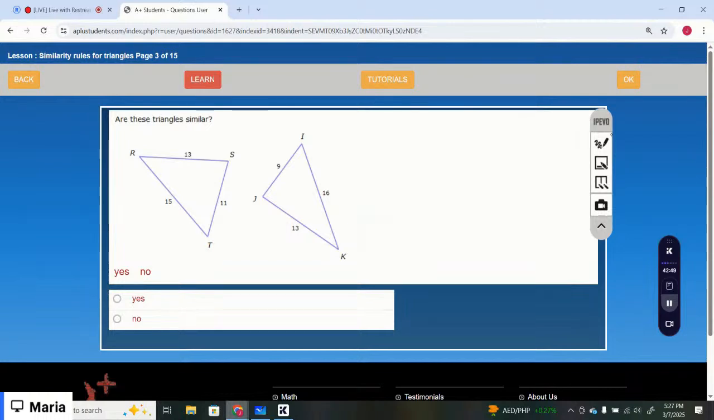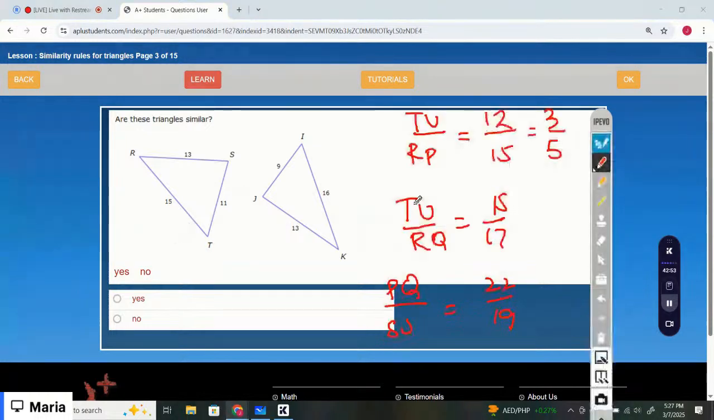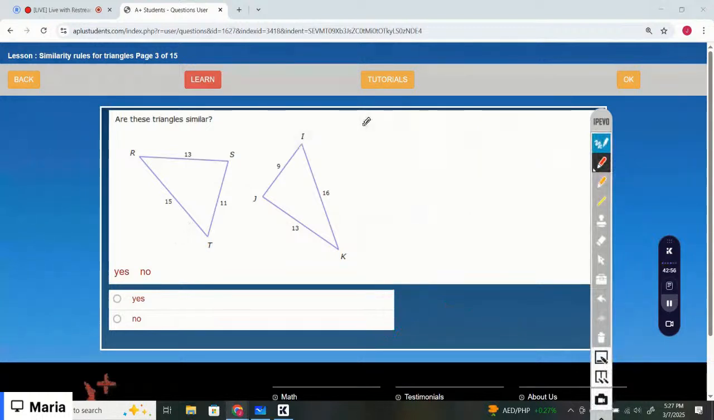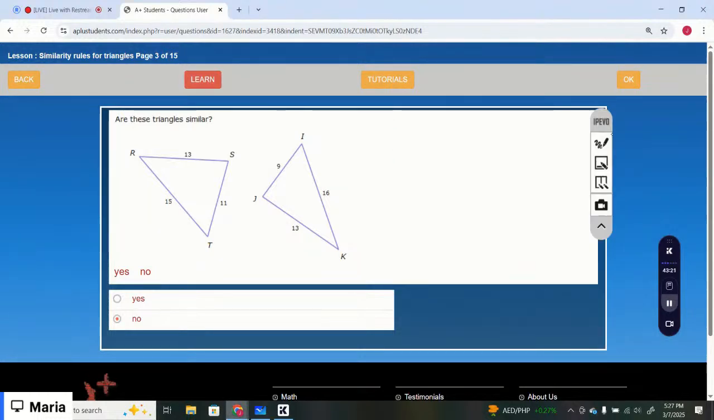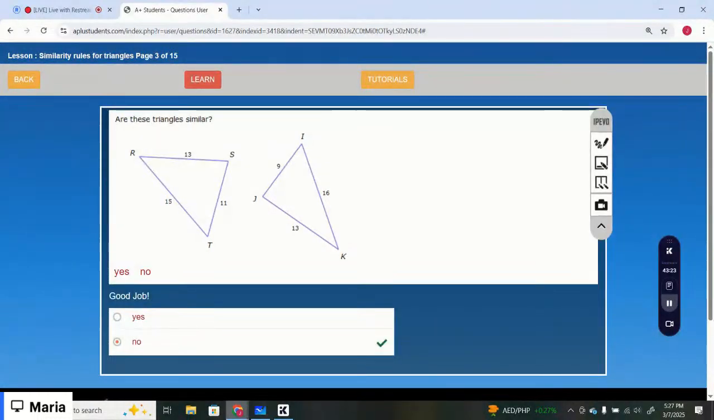Are these triangles similar? Let's just make the proportion. ST is similar to IJ, that is 11 over 9. SR is similar to JK, that is 13 over 13. No, they are not similar. The correct option is no. Option number 2 is the correct option.